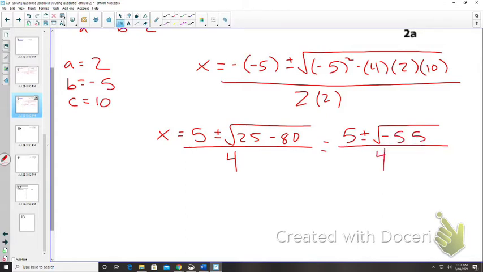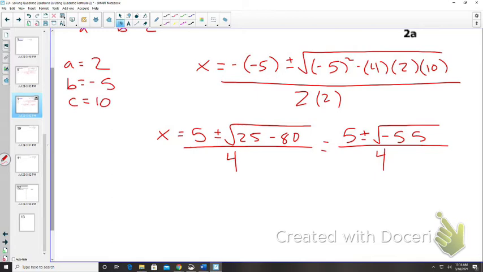How'd you get negative 55 again? It's 25 minus 80. And we get a negative number here. If you try to take the square root of a negative number, you can't get it, right? You can't take the square root of a negative number.